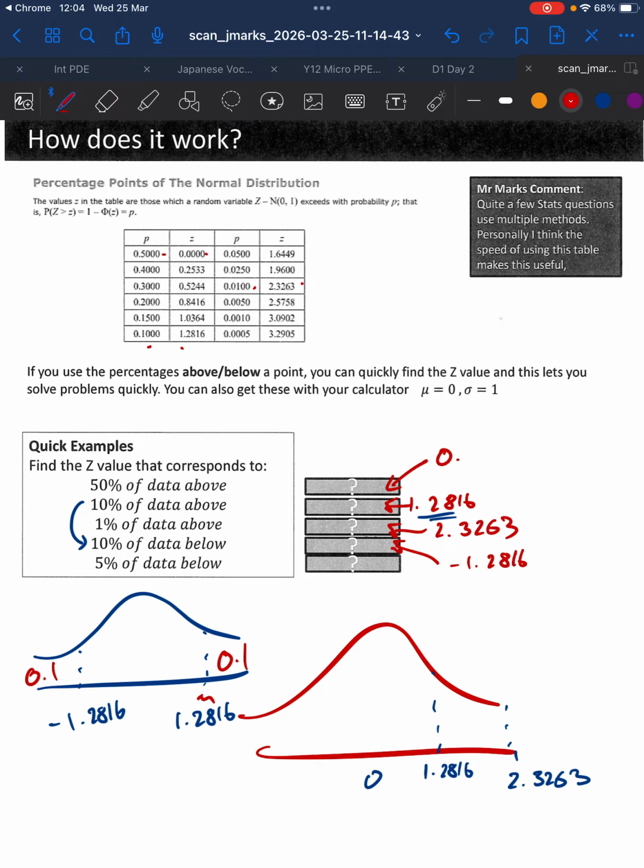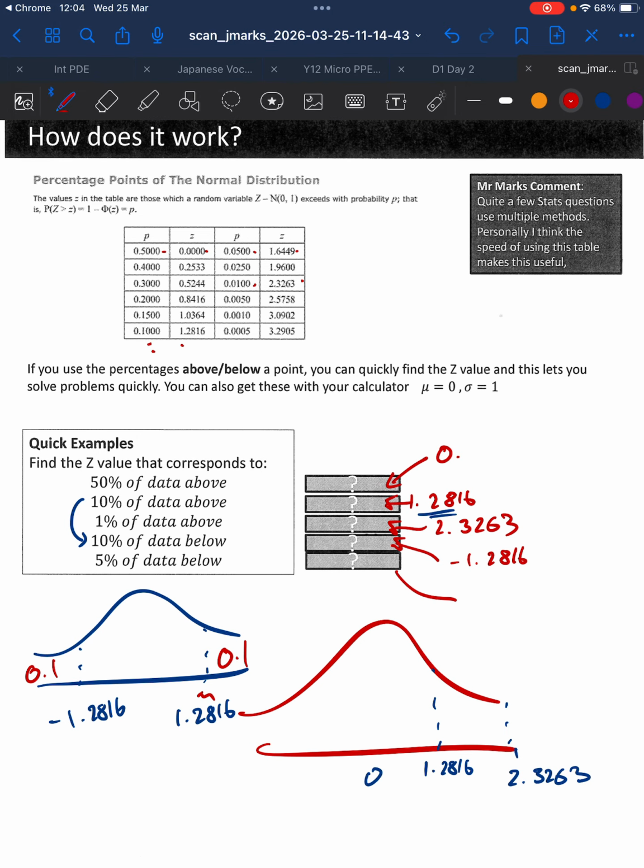5% below, I don't think I have that yet. 10%, 5%. Okay, so it said below, right? So how about this? Minus 1.6449. Positive 1.6449 would be 5% above. This is 5% below.